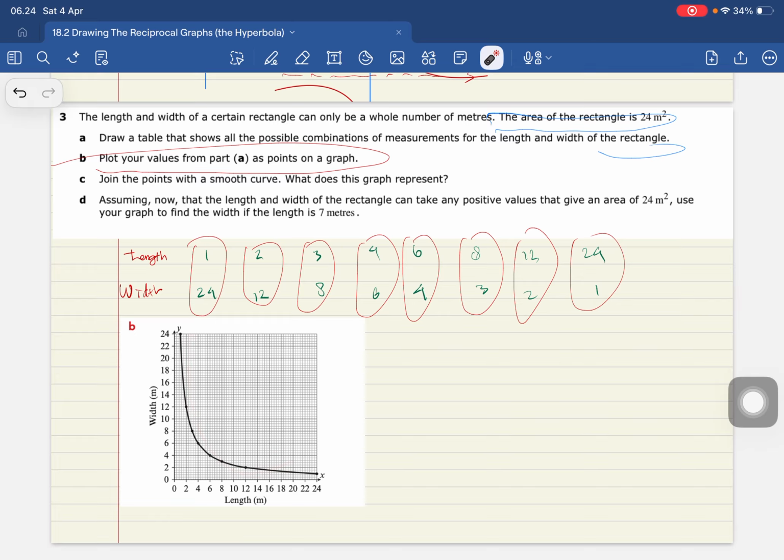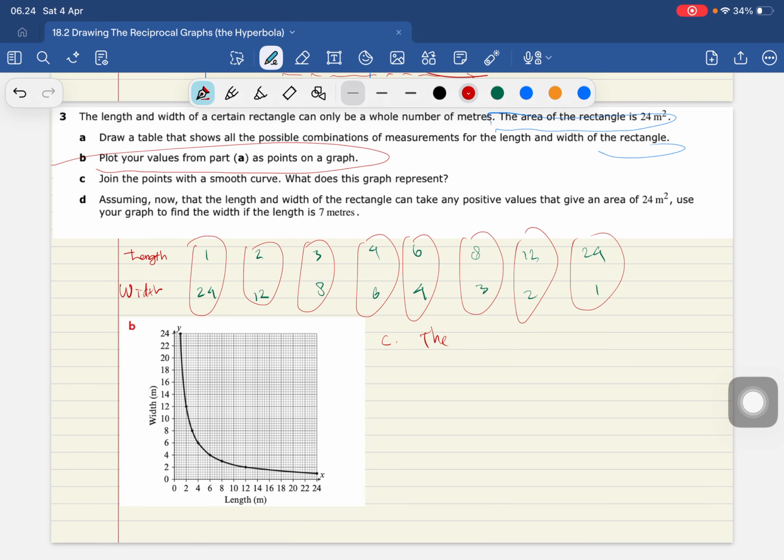What does this graph represent? So let me write. The curve represents all the possible measurements for the rectangle with an area of 24 meters square.